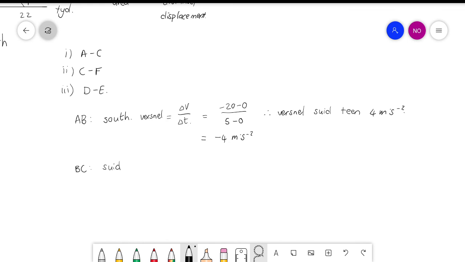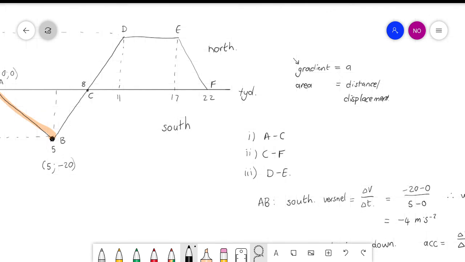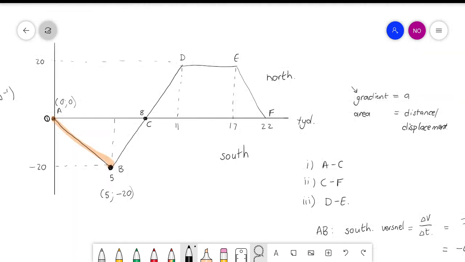Do we understand that? Okay, so he's going slower. He's slowing down. And let's calculate at what rate he is slowing down. Okay, let's look at those two points. So I'm going from here to here. Do you agree that here it's 8 and 0 and here it is 5 and negative 20?